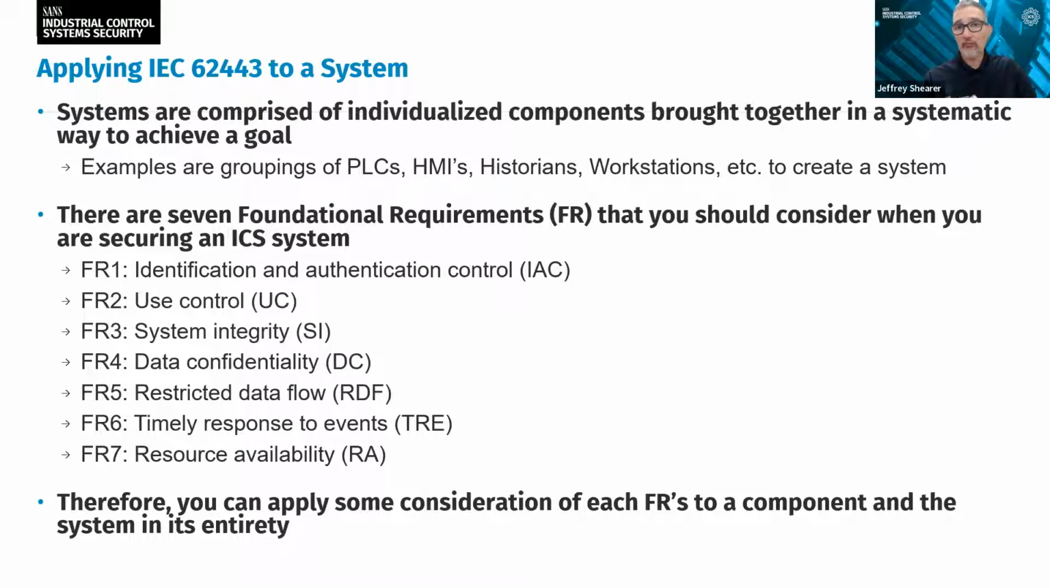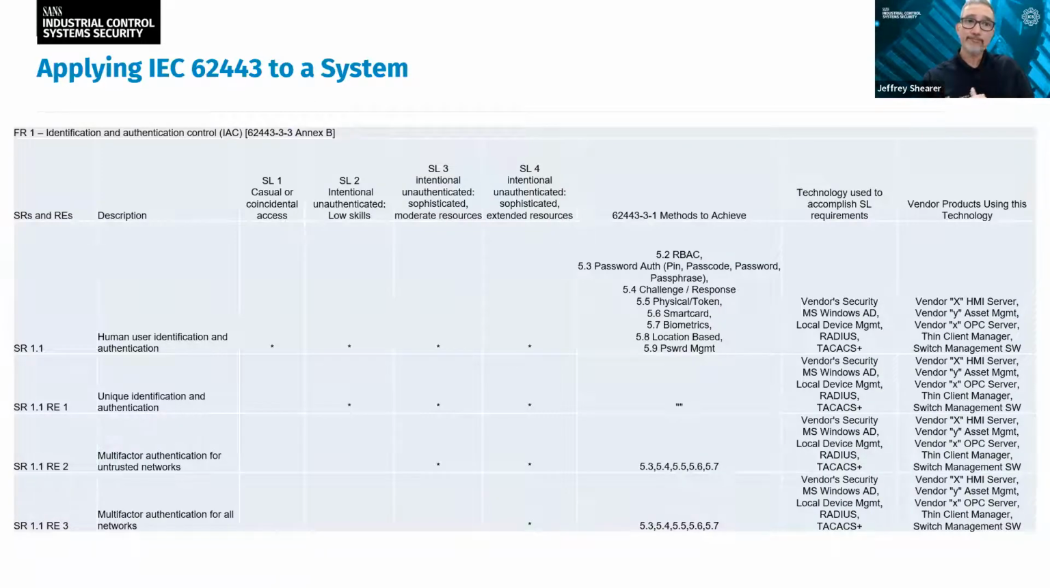And so what you do is you can apply those foundational requirements to a simple component all the way out through a system. And here's how I did it. I would take those foundational requirements and I would look at the security levels across the top that I wanted to achieve. And then I would look in 62443 and I would look at those methods to actually achieve the different requirements that I wanted to achieve.